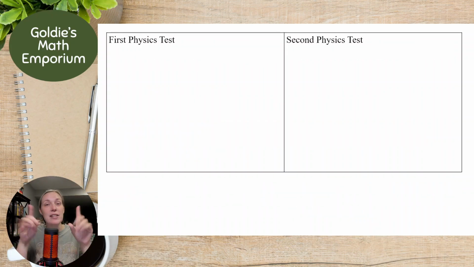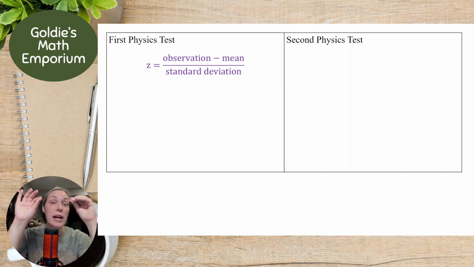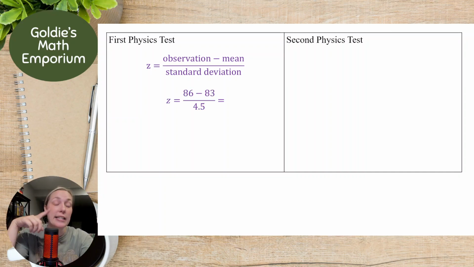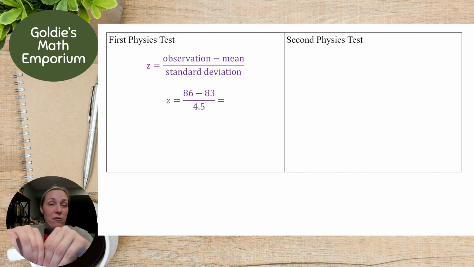So let's look at this with our numbers, because that's the words of it. Let's look at numbers. So the first physics test, our z-score, we're going to get by taking the observation, which is Mallory's test. We're going to subtract the mean to get the distance of that observation from the mean, and then we're going to divide by the standard deviation. So we're going to take her 86%, subtract 83, and divide by 4.5.